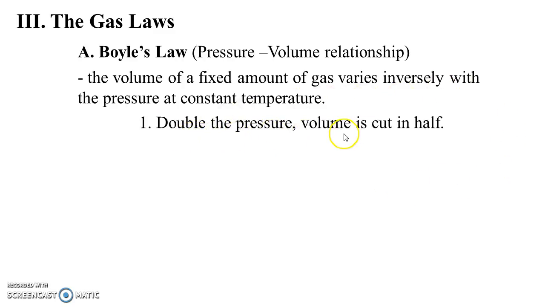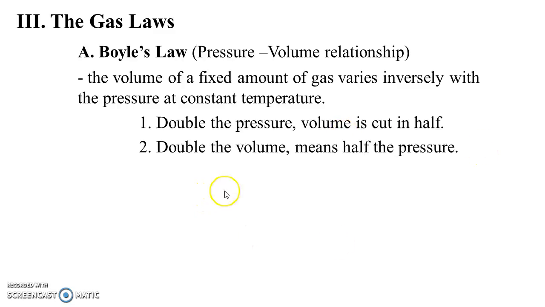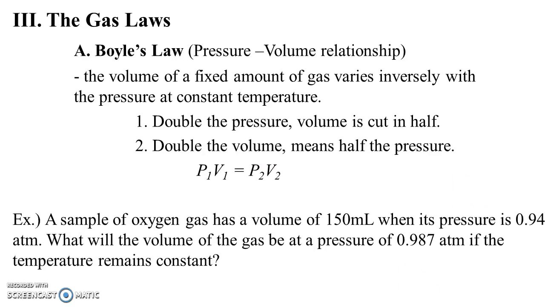If you double the pressure, then you'll be cutting the volume in half. Vice versa, if you double the volume, means the pressure is cut in half. And here's our equation. P1 times V1 equals P2 times V2. P stands for pressure, V stands for volume, P2 is pressure 2, V2 is volume 2. Okay, so it's kind of a before and after thing.